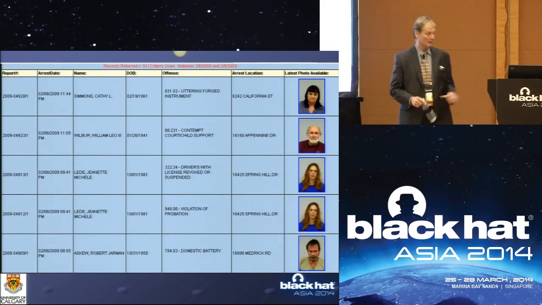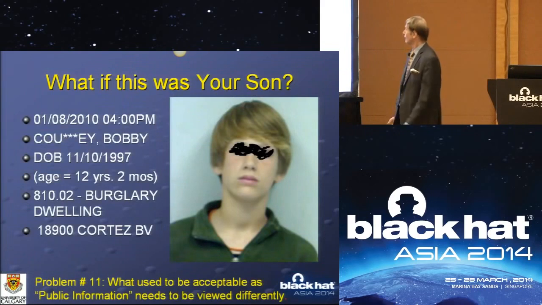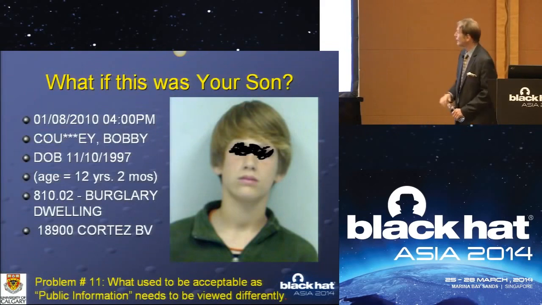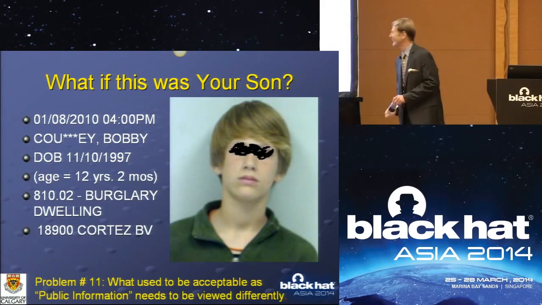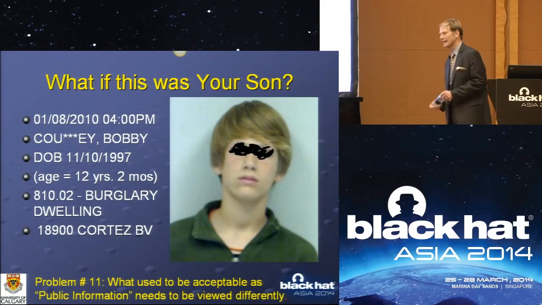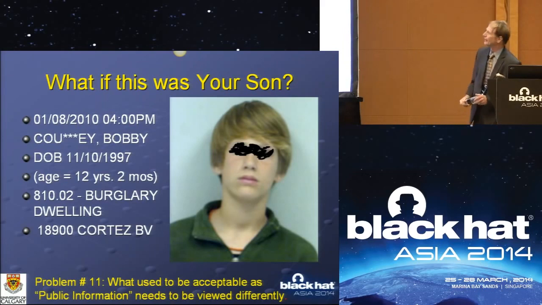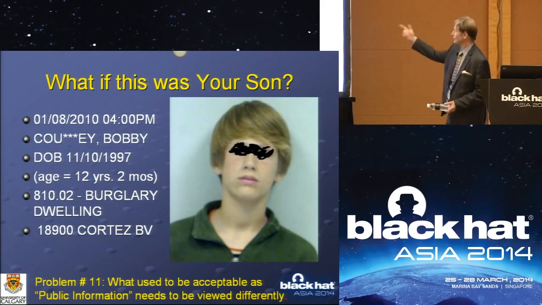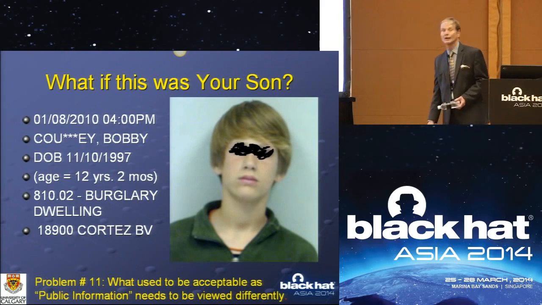Here's where it gets really creepy. There we have, and I've obliterated the face and the name from this record, a young man whose name was Bobby. He was born in 1997. He was arrested in 2010. I will save you doing the math. He is 12 years and 2 months old, so he is a child. Legally a minor child, and his photo is up on the internet. And he's accused of a burglary of a dwelling.